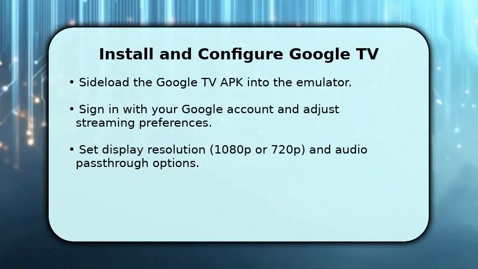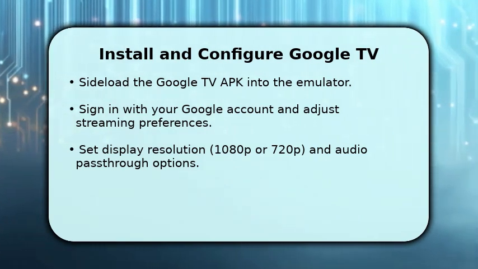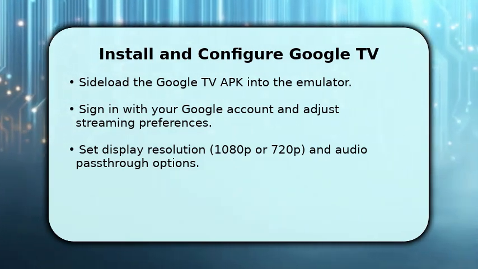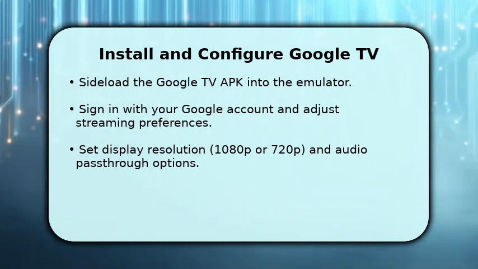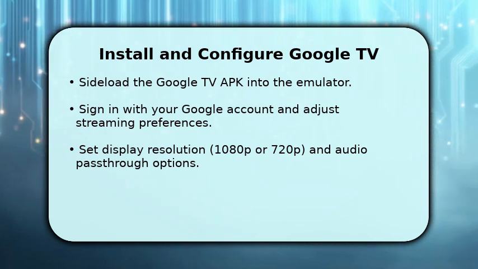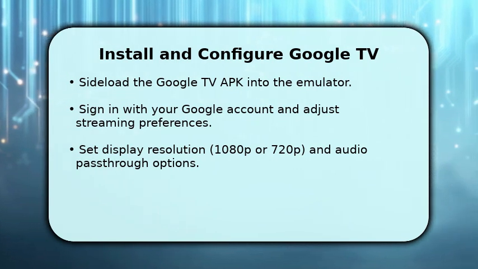Now you'll install and configure Google TV inside the emulator. Drag the APK into the emulator window or use ADB install. This puts the app on the virtual device. After installation, open Google TV and sign in with your Google account so watch lists and purchases sync.